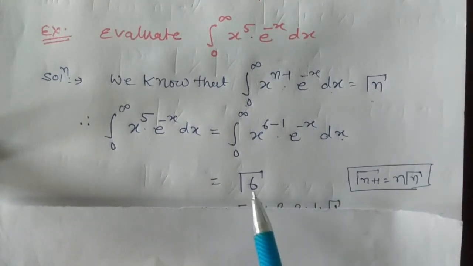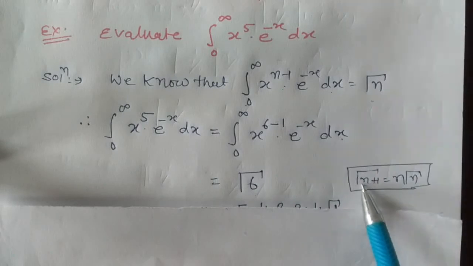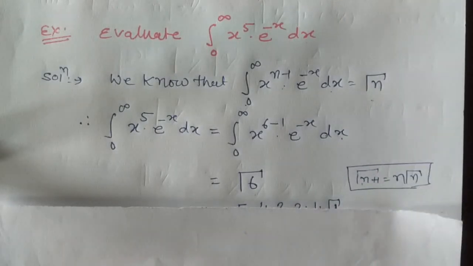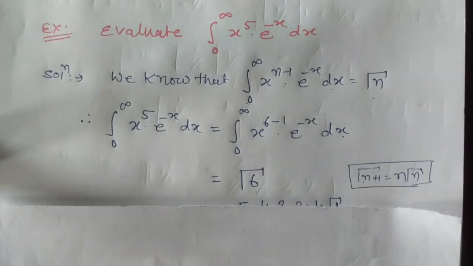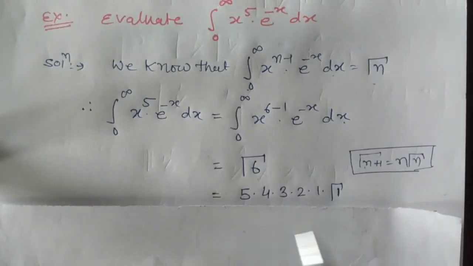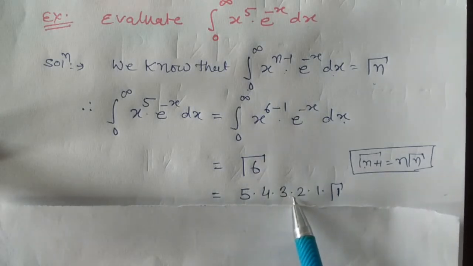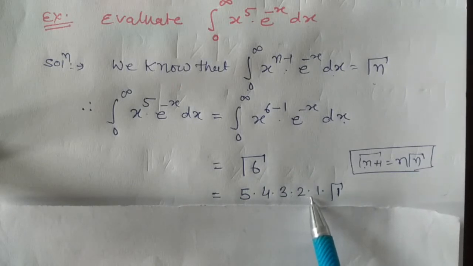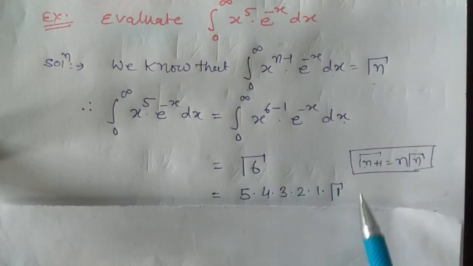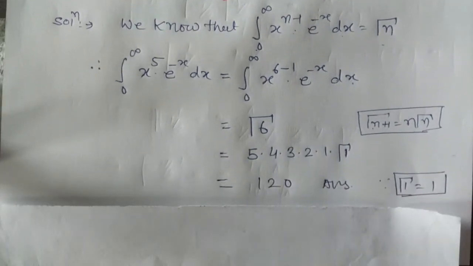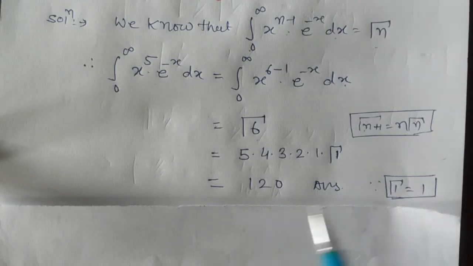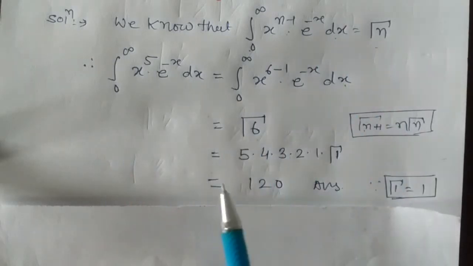Now expand gamma 6 using the relation that gamma n plus 1 is n gamma n. So gamma 6 becomes 5 gamma 5, gamma 5 becomes 4 gamma 4, gamma 4 becomes 3 gamma 3, gamma 3 becomes 2 gamma 2, and gamma 2 becomes 1 gamma 1. The value of gamma 1 is 1. Now multiply all these terms, we get 120 as gamma 1 is 1. So this is the result of this definite integral using the gamma function.